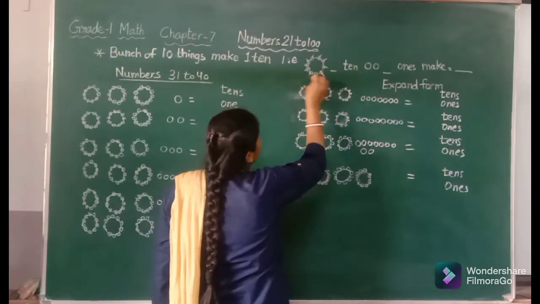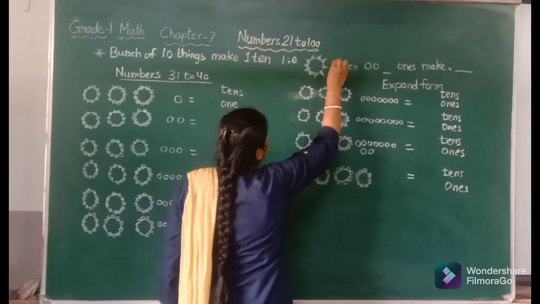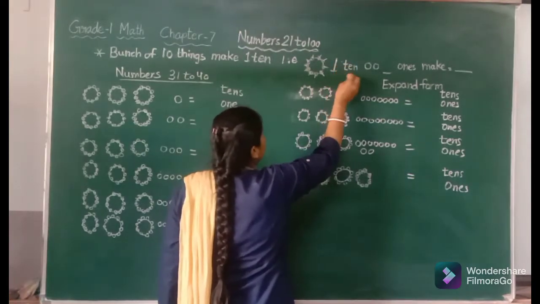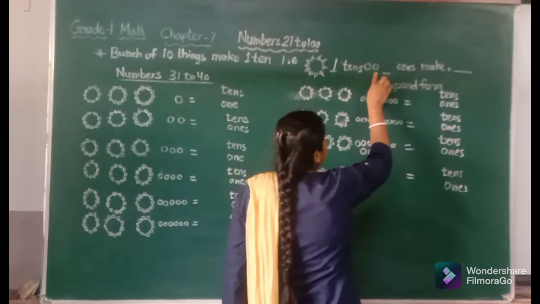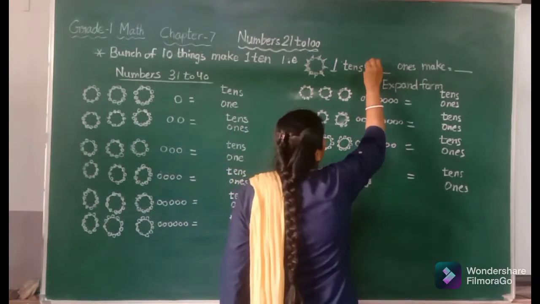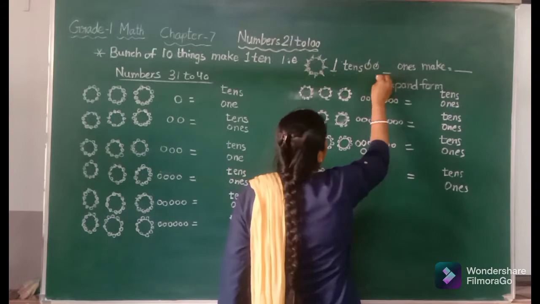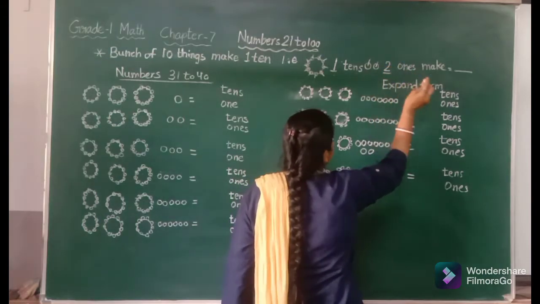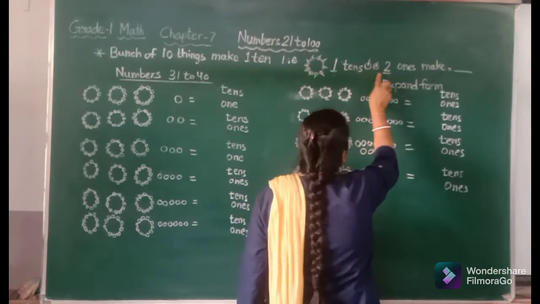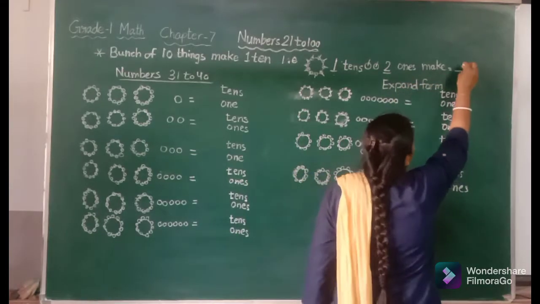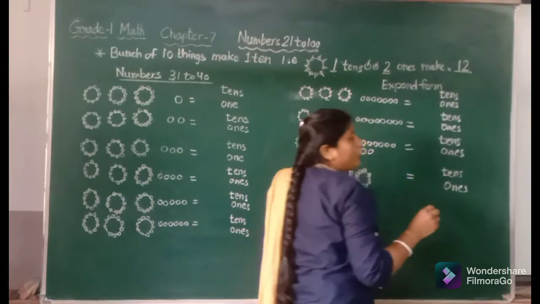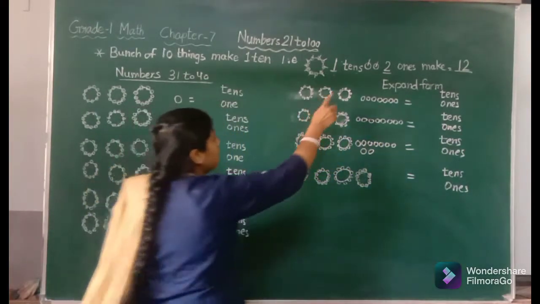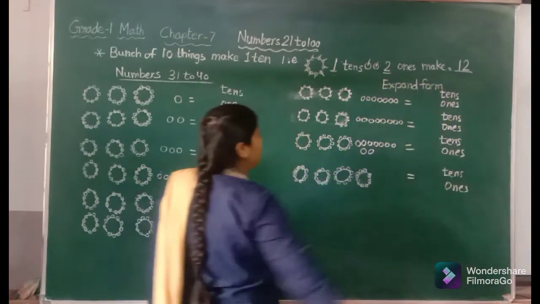So it's called 1 ten. What is called 1 ten? And how many beads are there? 1, 2. 2 ones. So 1 ten and 2 ones make 12. 1 ten and 2 ones make 12.